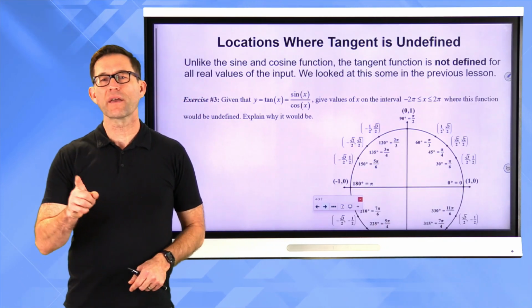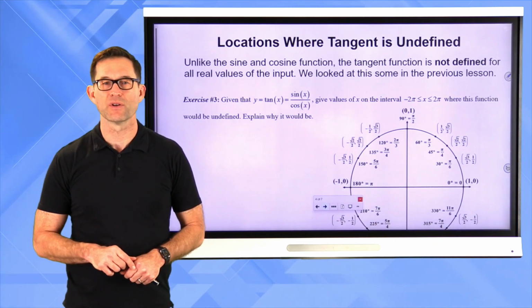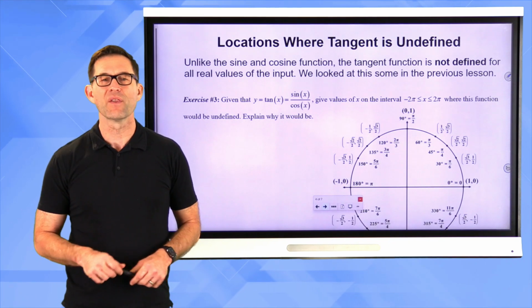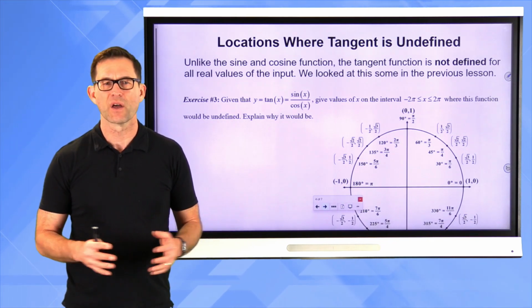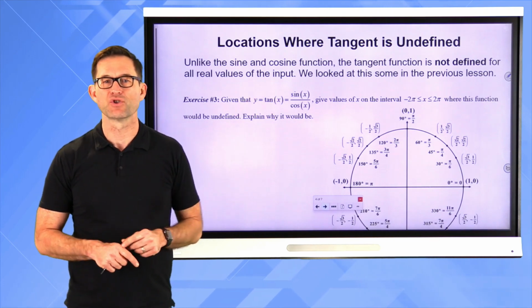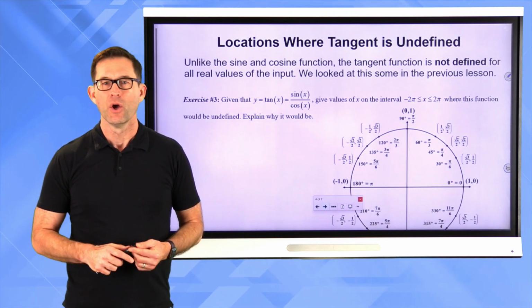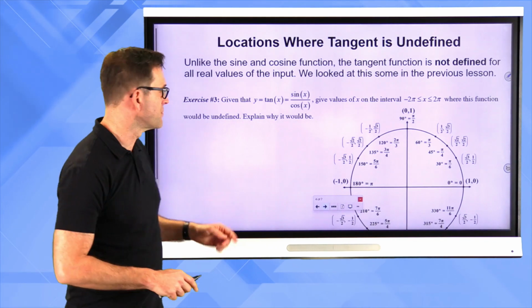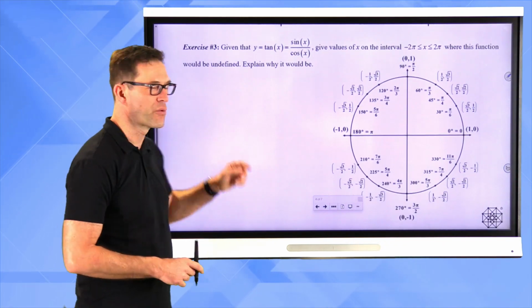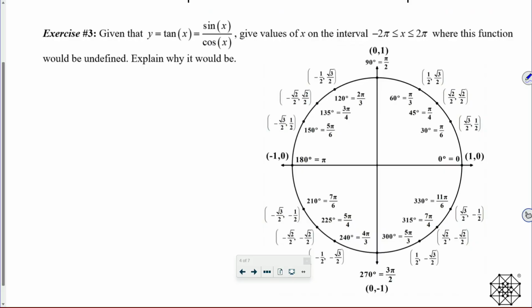Okay, so let's talk again about locations where the tangent function is undefined. We looked at this in the last lesson, so this should be covered ground. But unlike sine and cosine functions, the tangent function is not defined for all real values of the input. Let's take a look at it again in exercise number 3. Given that y equals tangent of x equals sine x divided by cosine x, give values of x on the interval negative 2 pi is less than or equal to x is less than or equal to 2 pi, where this function would be undefined. Explain why it would be.